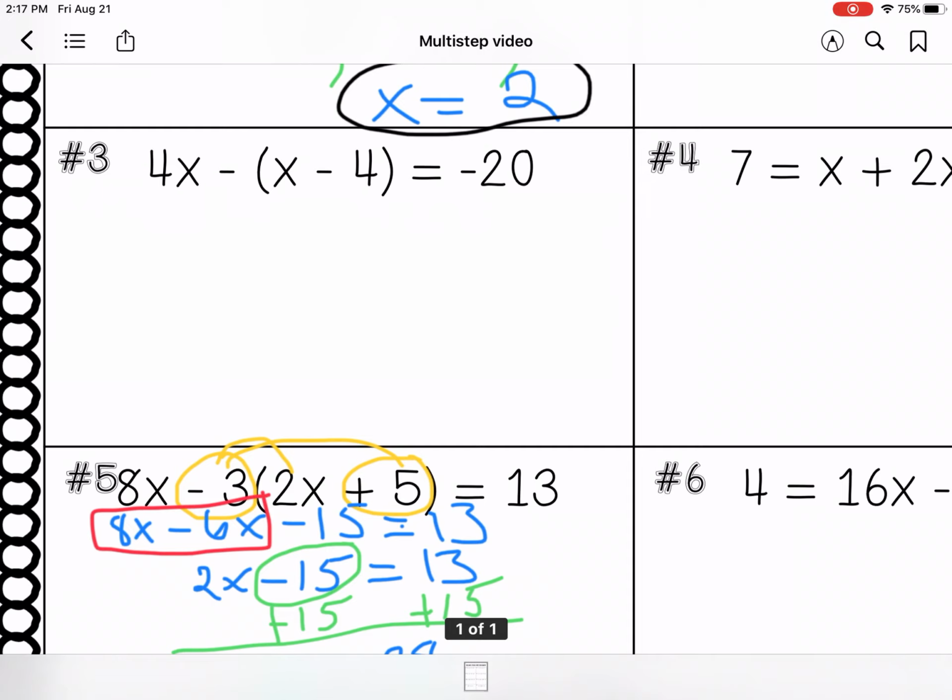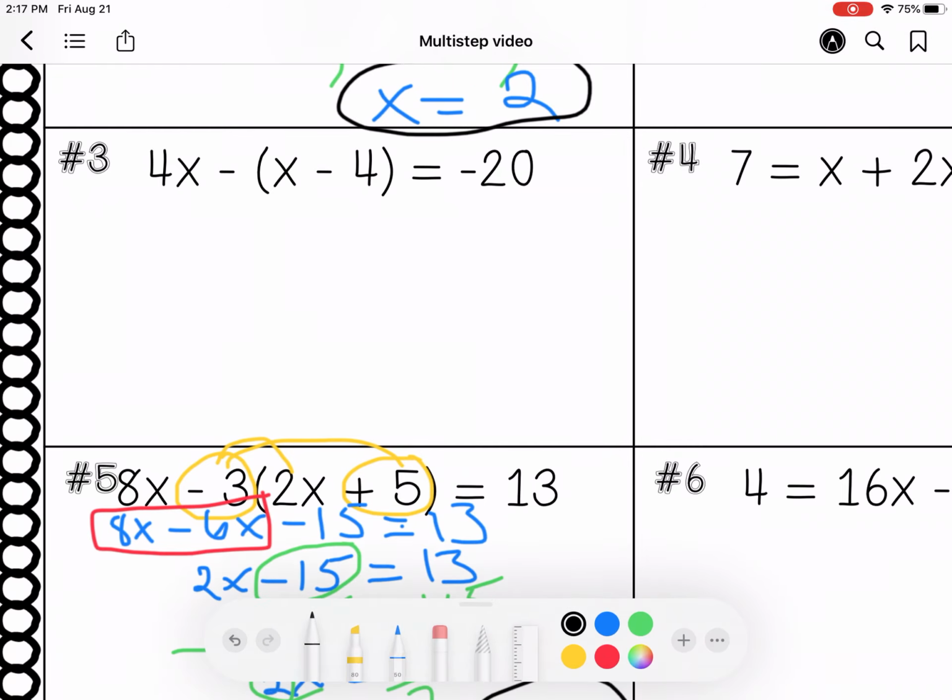I want to show you one thing here. Let's look at number 3. Number 3 looks the same as number 5, except there is a big difference. I know I have to distribute, but when I look here, I don't have anything out here to distribute. If you see this, you automatically know you need to add a 1. So now I'm just distributing this negative 1 to all the parts of my equation. I brought my 4x down. Negative 1 times x gives me negative x. Negative 1 times negative 4, a negative times a negative is a positive, and that's plus 4.